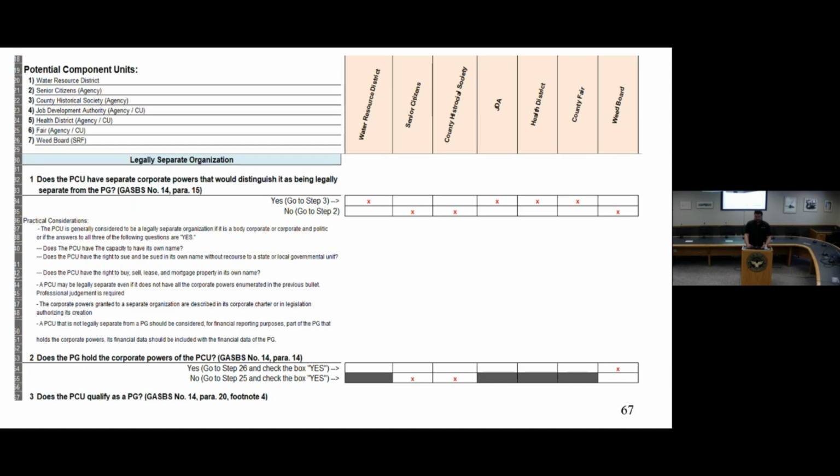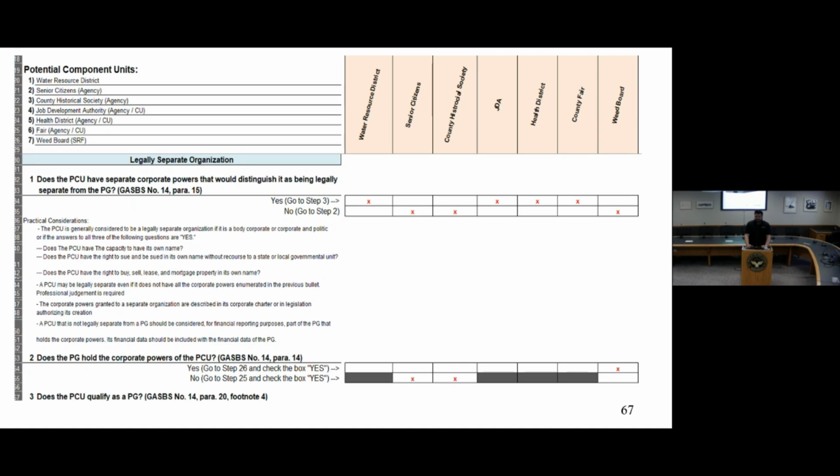Now, to have separate corporate powers, you have to answer 3 questions, and yes to all of them. The questions are: does that potential component unit have the capacity to have its own name? Does it have the capacity to be sued without any recourse to that primary government? And can that potential component unit buy, lease, and mortgage land in its own name? If it answers yes to all 3 of those, it has separate corporate powers, and you can mark yes on this checklist. If you only answered yes to 1 or 2 of them or none of them, you would put no on here and keep going down the checklist.